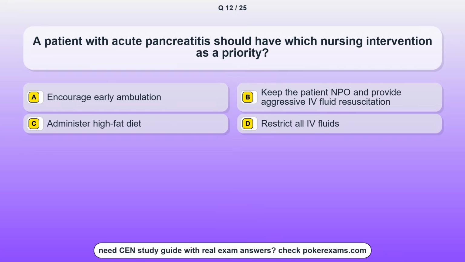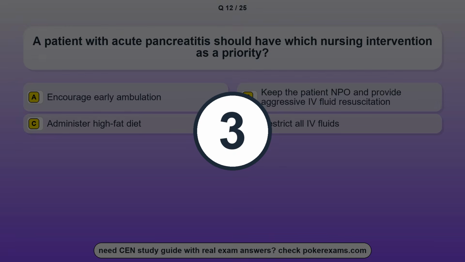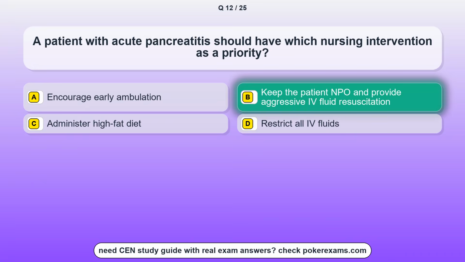Question 12. A patient with acute pancreatitis should have which nursing intervention as a priority? Option A, encourage early ambulation. Option B, keep the patient NPO and provide aggressive IV fluid resuscitation. Option C, administer a high-fat diet. Option D, restrict all IV fluids. The correct answer is option B, keep the patient NPO and provide aggressive IV fluid resuscitation.